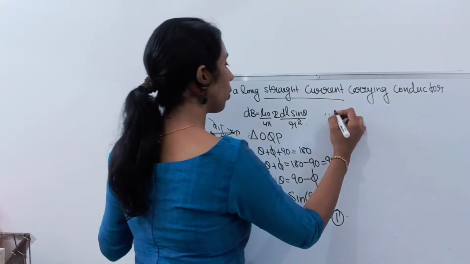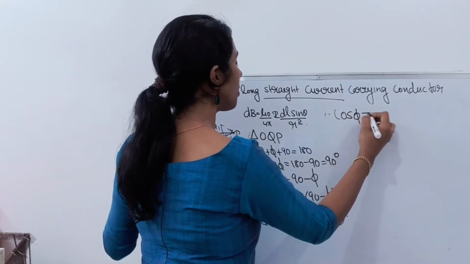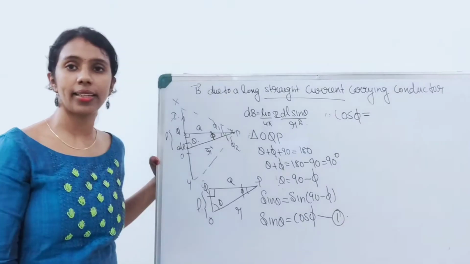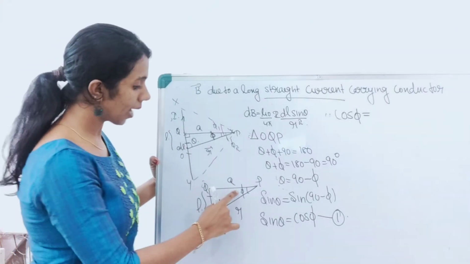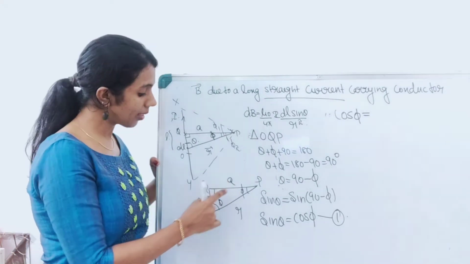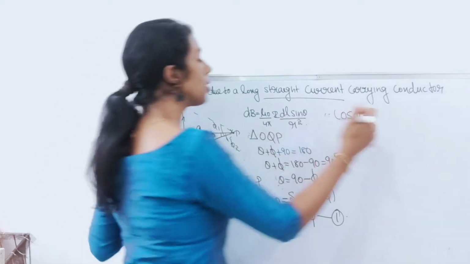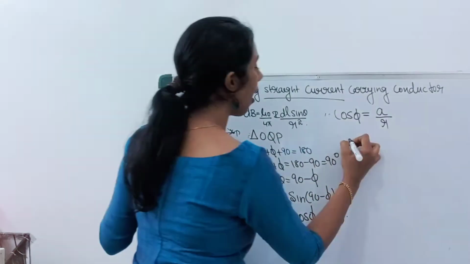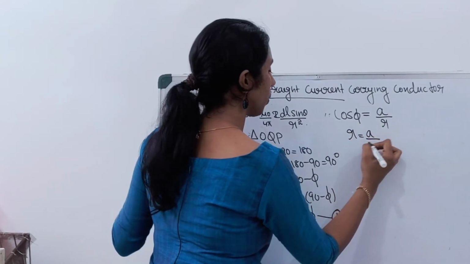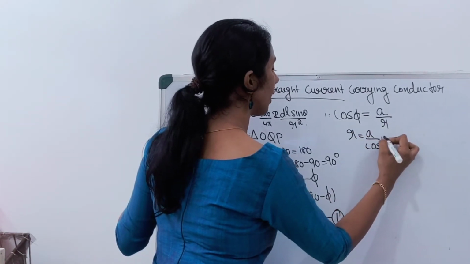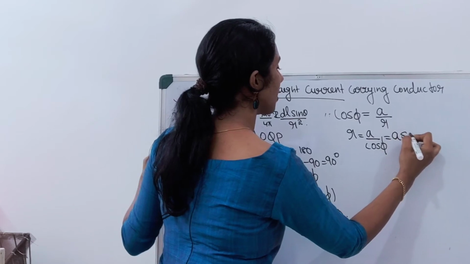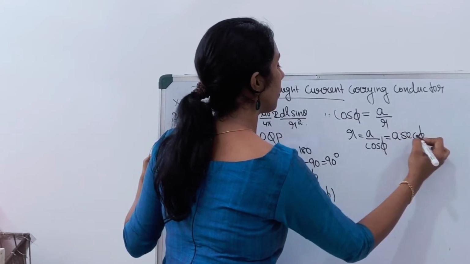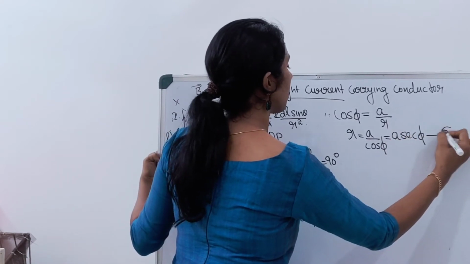Now we will find cos phi. Cosine of an angle is the adjacent side divided by the hypotenuse. So the adjacent side of phi is a and the hypotenuse is r. So cos phi can be written as a divided by r, or r is equal to a by cos phi, where 1 by cos phi is sec phi. So r is equal to a sec phi. Let this be equation number 2.